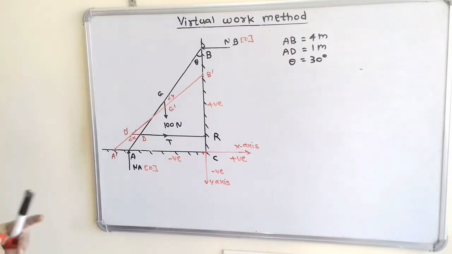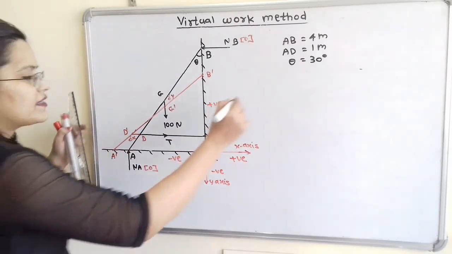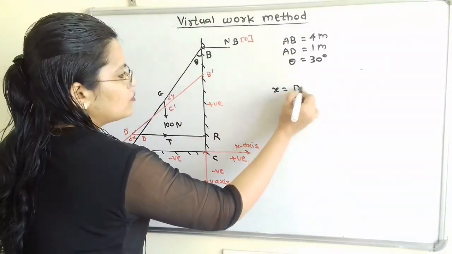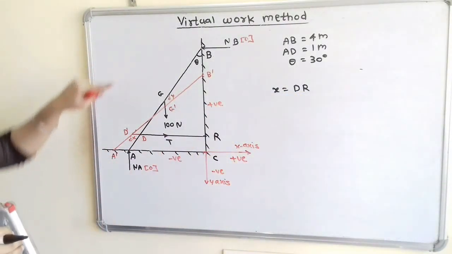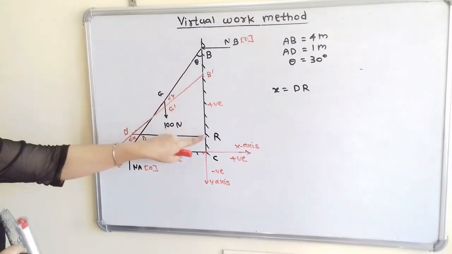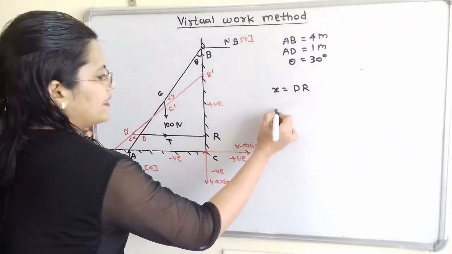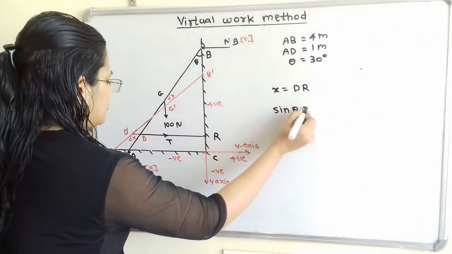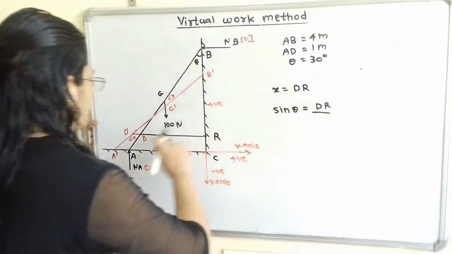Now how to find the position of D? This distance D to R we will consider as x. So I will write x is equal to DR. How to find this length DR? We will consider the triangle BRD. In this triangle BRD we can say that sine of theta is equal to DR divided by DB.